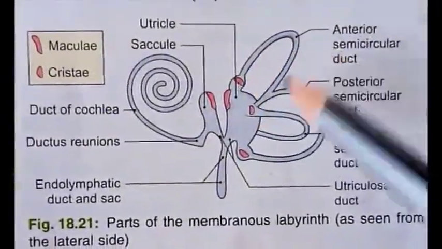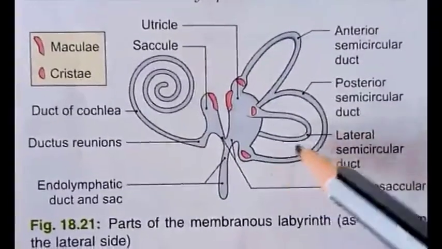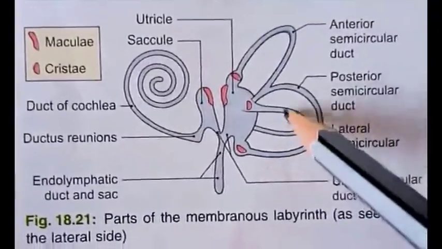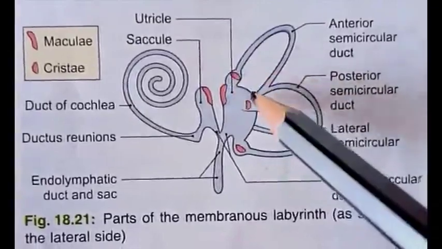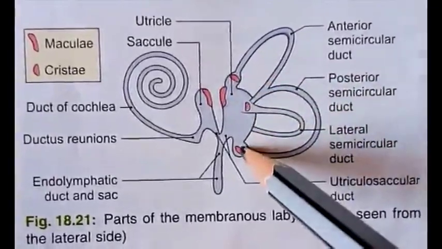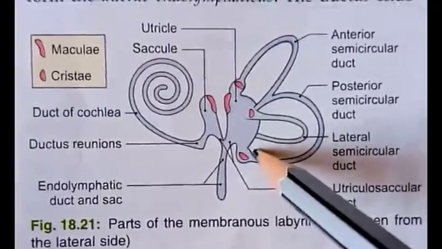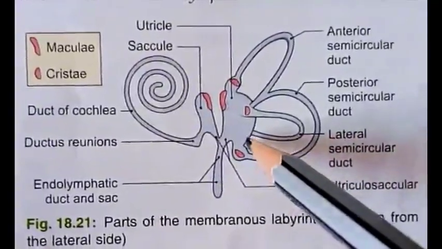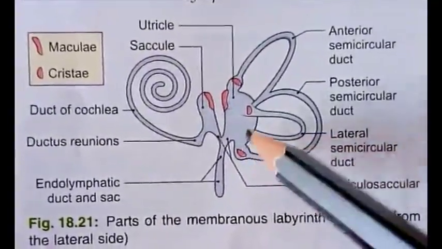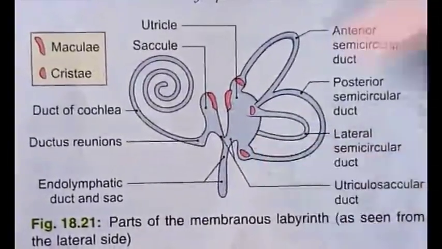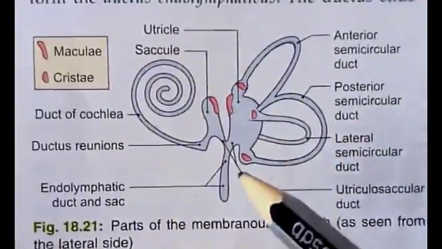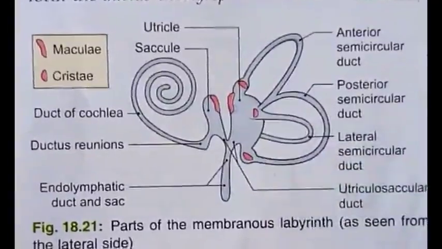Third part is semicircular duct, which lies within the semicircular canal. These have a specialized organ known as cristae. These maintain the balance of the body during movement or motion, which is also known as kinetic balance.